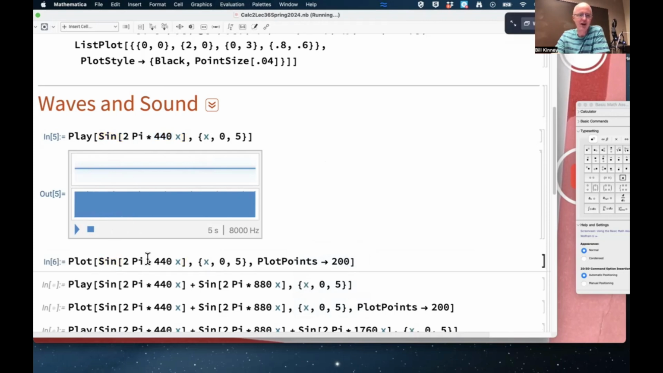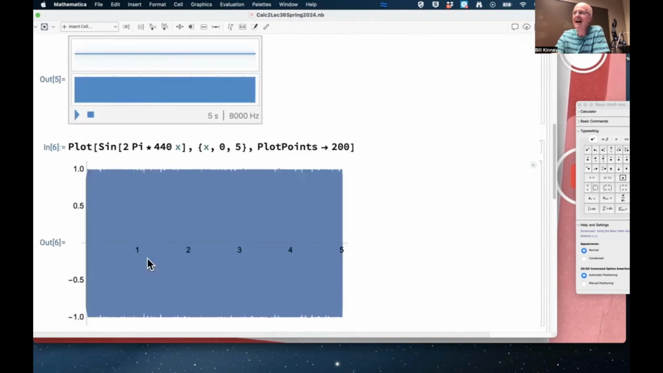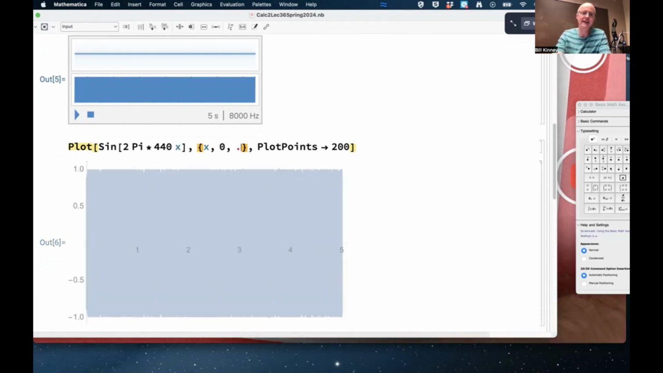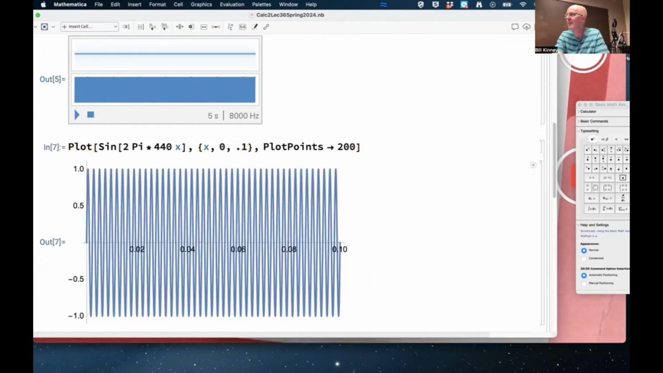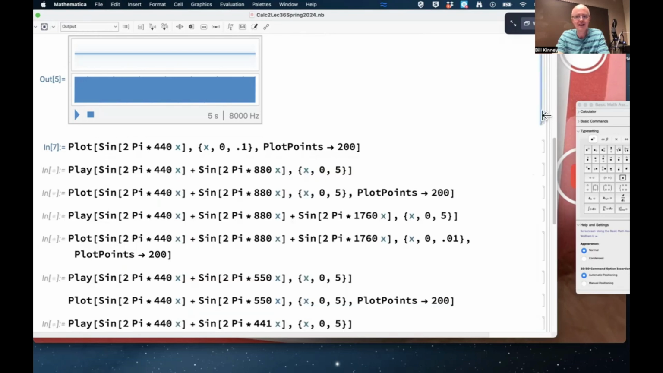I can also use an ordinary plot to try to graph it. It oscillates very rapidly. If I want to see the oscillations more clearly, I could make the interval smaller, like that. That's over 0.1 seconds. So that's a pure harmonic, I guess you could call it.